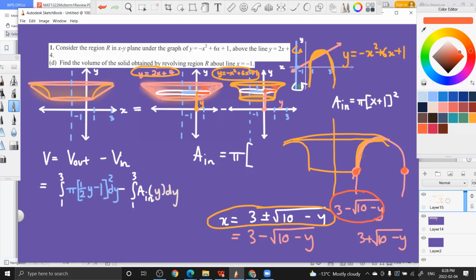We're accounting for the area when we rotate this point around here. See, when we rotate this point around here, we're using this one. We're not using the right one. So it has to be 3 minus the square root of 10 minus y. It has to be. Okay, is that better? Okay.